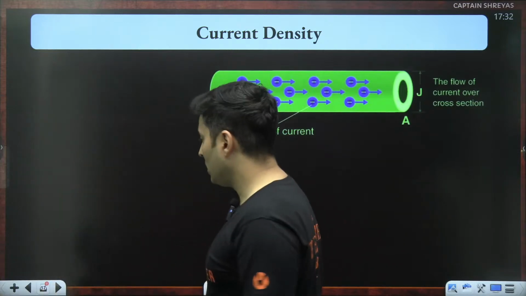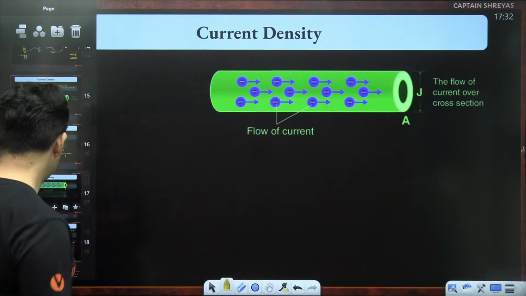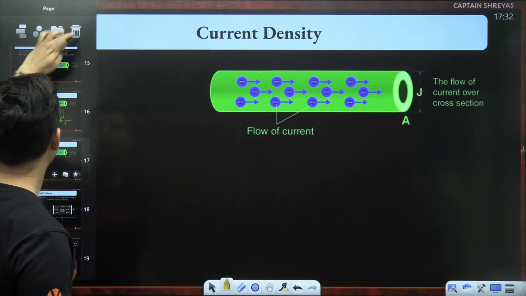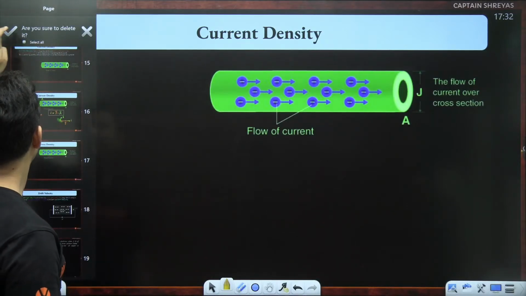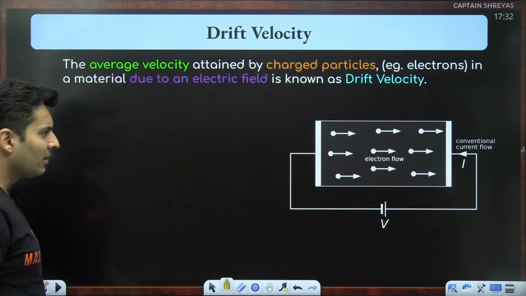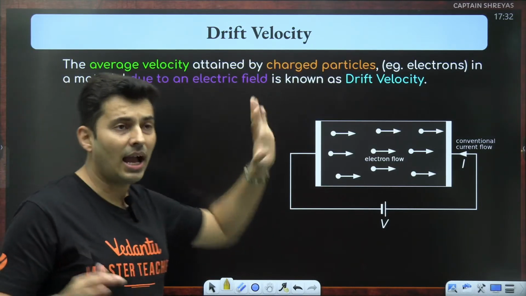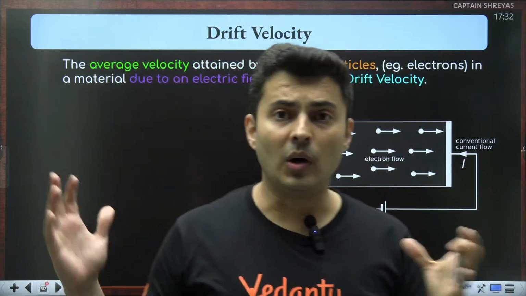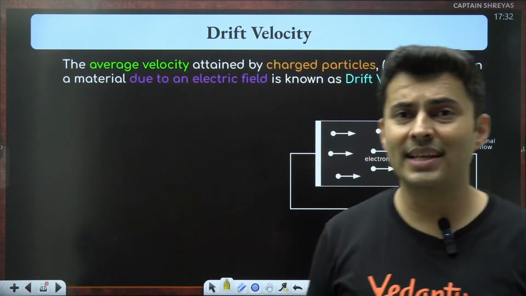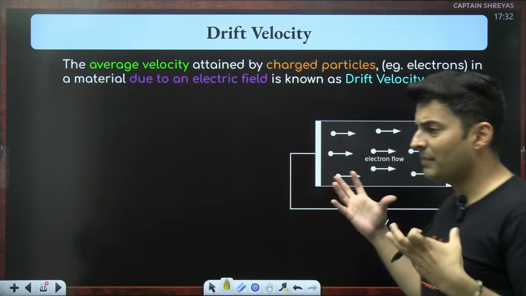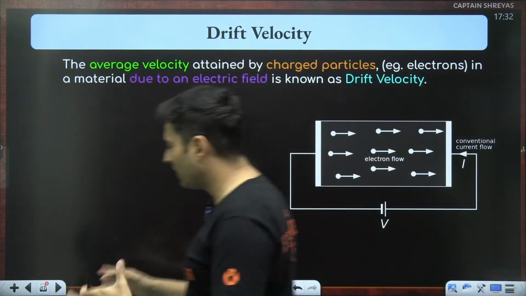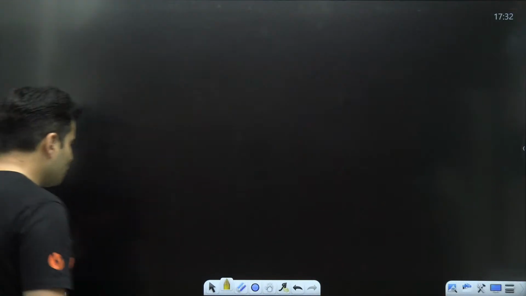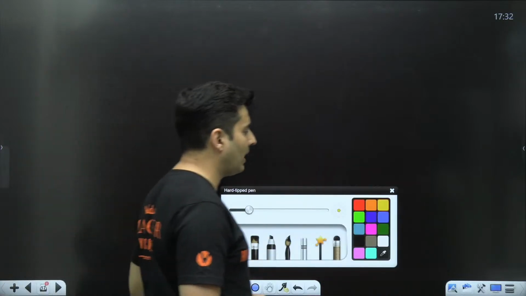Moving now to the next thing. Let's talk about drift velocity. By definition, it just says it is the average velocity of all these charged particles which are moving inside a conductor because of some electric field. That is by definition, but what exactly happens, I will show it to you in a very interesting manner.